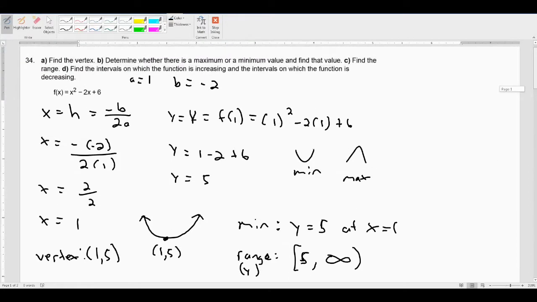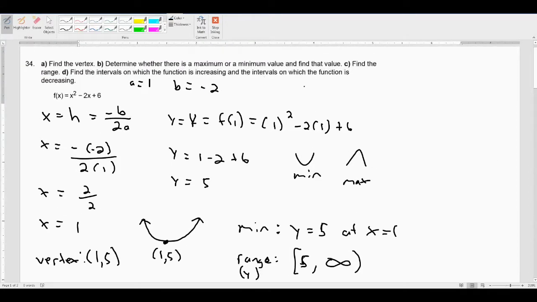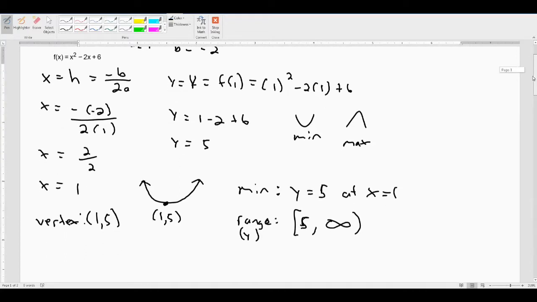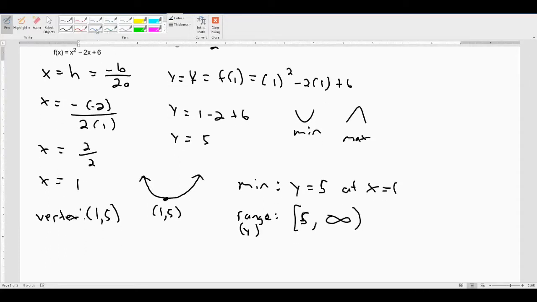And then the last thing we want to find is, where's the function increasing and where's it decreasing? So what you want to do is kind of think of this as being cut in two at the vertex.